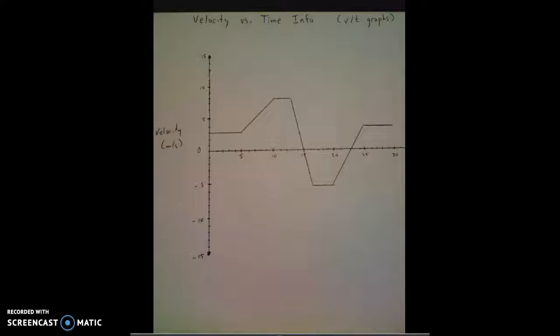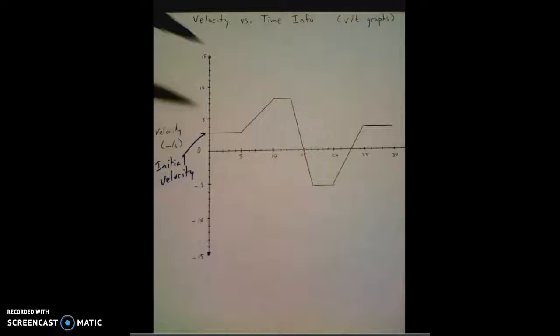Hey guys, we're going to take a look at the basics of velocity versus time graphs. This will basically tell us the velocity of an object at any particular instant in time. So let's start right at 0 seconds right here, where we see that the value of the velocity is 3 meters per second. So this is telling us the initial velocity. That would be the meaning of the y-intercept in this case.